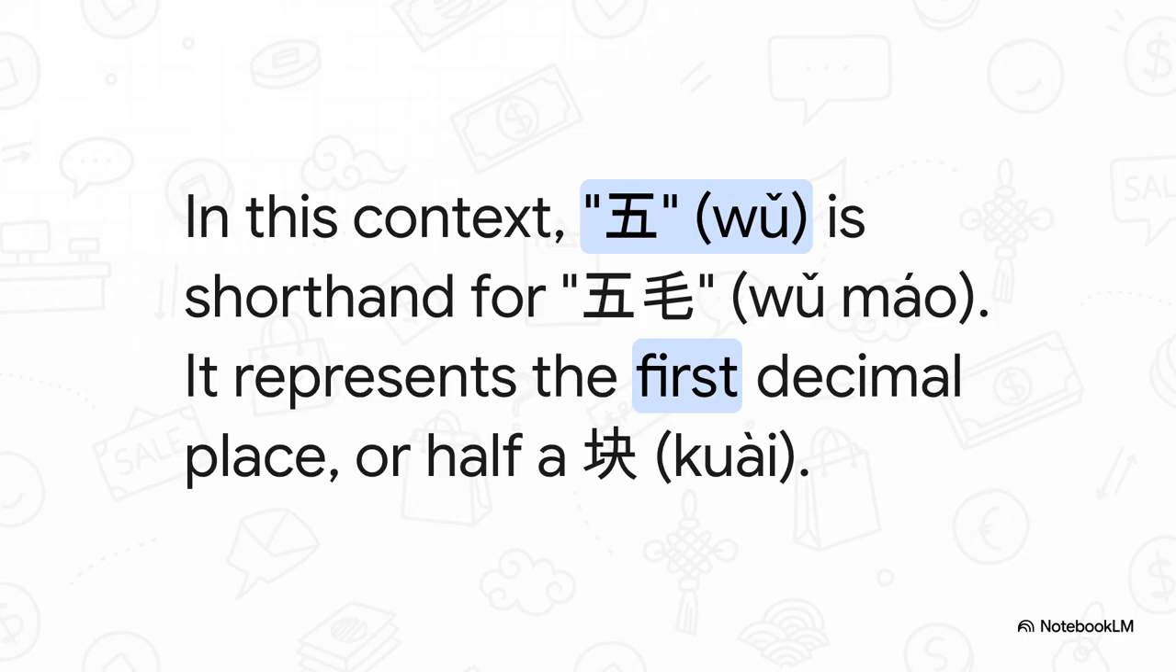So technically, this is 5 mao, or 0.5. But in everyday, natural speech, people often just drop the mao. And that's exactly why 20块五 is the most common and natural way to say 20.50.